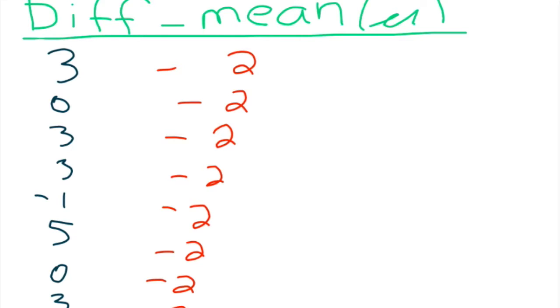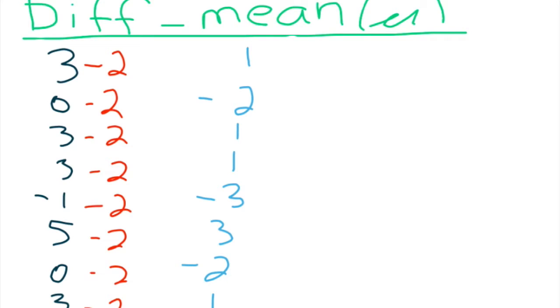And now we will subtract the difference minus the mean. 1 for USA, -2 for Brazil, 1 for Mexico, 1 for Spain, -3 for Italy, 3 for China, -2 for Japan, and 1 for Argentina.